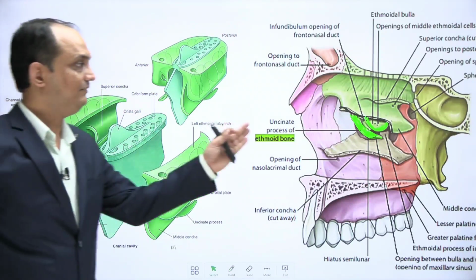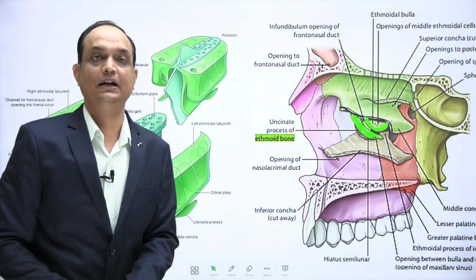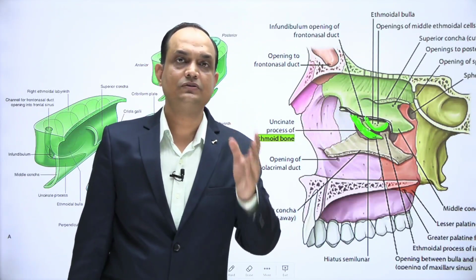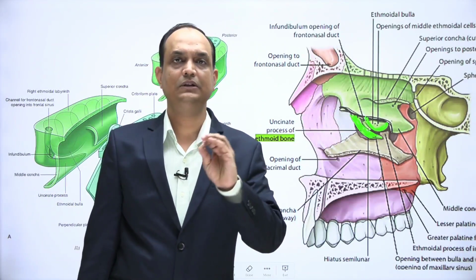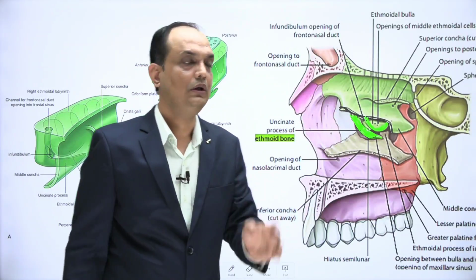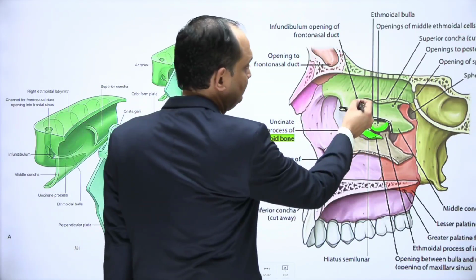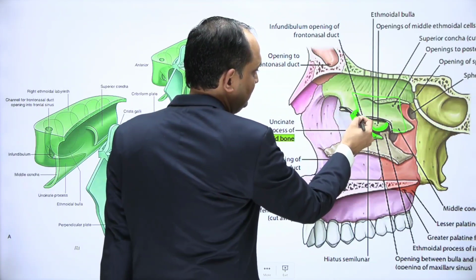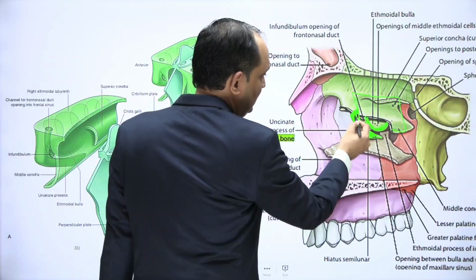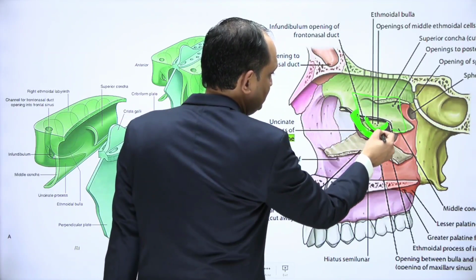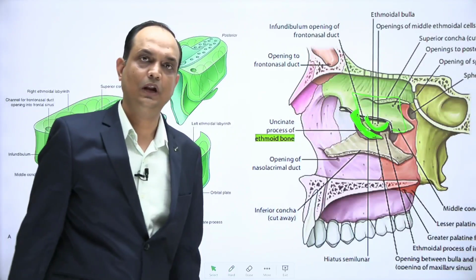So, you have to keep this concept in mind that the uncinate process is not an independent bone. Dear students, so many times students get confused whether it is an independent bone. No, it is a part of the labyrinth. It is coming from the anterior aspect of the labyrinth in its lower part. It takes a turn posteriorly and goes below this projection, which is known as the ethmoidal bulla.